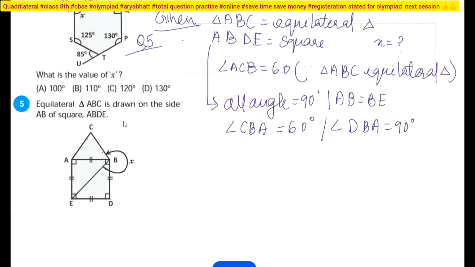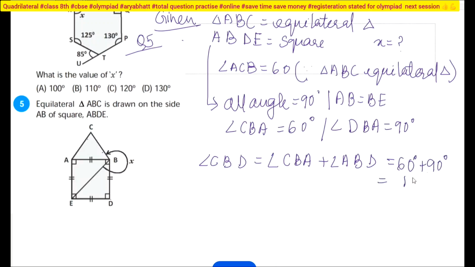Now they are asking about x. X is angle CBD, equal to what? First I will find out CBD, the outer one, and then I can conclude both. It is equal to angle CBA plus angle ABD. So it will be 60 plus 90, which is equal to 150 degrees, right? Now we actually want a reflex angle. A reflex angle is more than that; the biggest angle is the reflex. First start with acute, right angle, obtuse angle, then reflex angle. These are the different types of angles. So they are asking about the reflex angle.